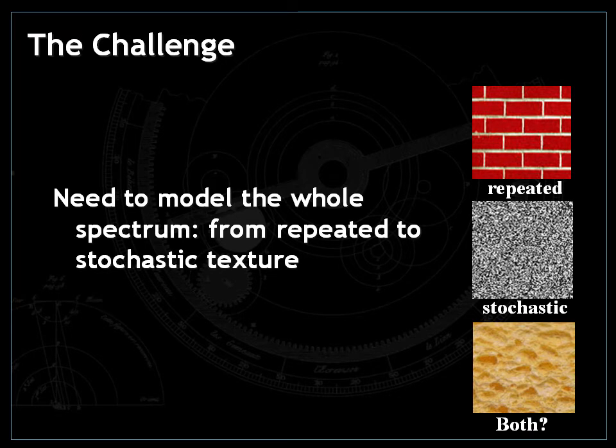The challenge here is, of course, that there are tons of different textures. Some textures are purely repeated, like this brick wall here. Some textures are stochastic, like this white noise. But most of the textures fall somewhere in between, like this image of a banana bread, where the holes are more or less structured, but their placement and their orientation and shape are very stochastic. And capturing this whole spectrum is the hard problem.